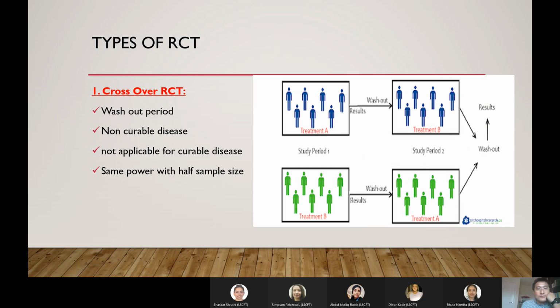So, types of RCT. This is one of the favorite questions that the Royal College tends to ask: what type of RCT is it? For crossover, there's one sample and they will give 6 or 8 weeks to wash out the effect of the treatment, and then they try the other treatment on the same group of patients. So this is called a crossover RCT. This RCT is only applicable if the disease is not curable. Okay, is everyone clear with the crossover RCT?